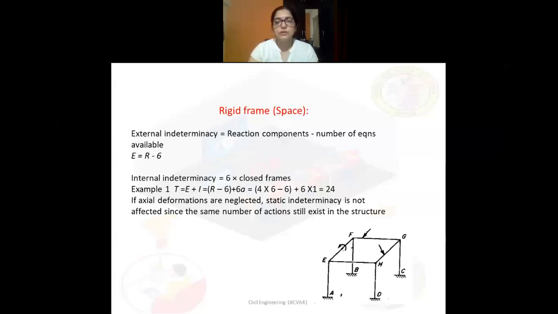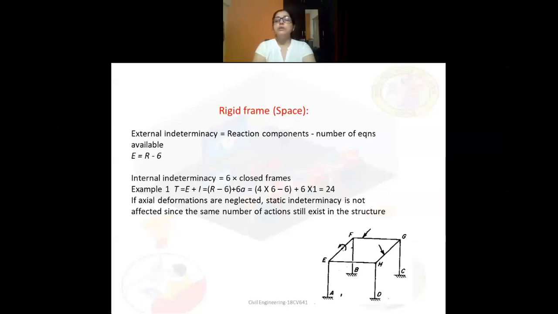So next one. In the previous slides we were discussing plane frames. Now let us discuss space frames. In space frames, we have reaction components. In the previous case, it was R minus 3. But since it is a space frame, we have to consider all 3 directions. So the number of available equations is R minus 6. So external indeterminacy is equal to reaction components minus number of equations available. E is equal to R minus 3 in case of plane frame, whereas in case of space frames you have to consider E is equal to R minus 6. Internal indeterminacy, in that case it was 3 into A, but here it is 6 into closed frames.